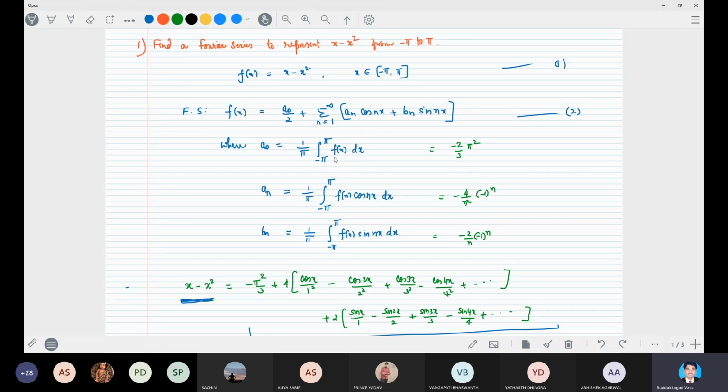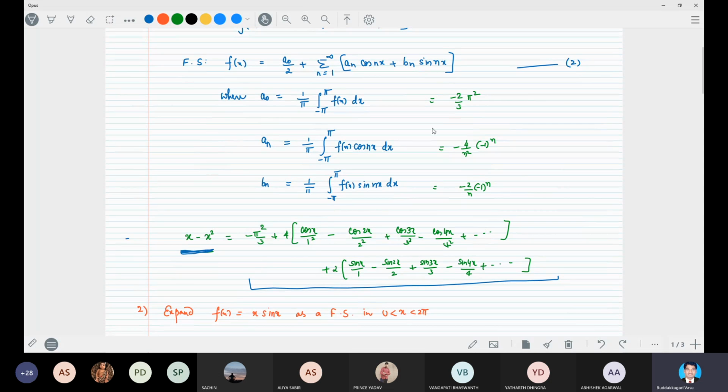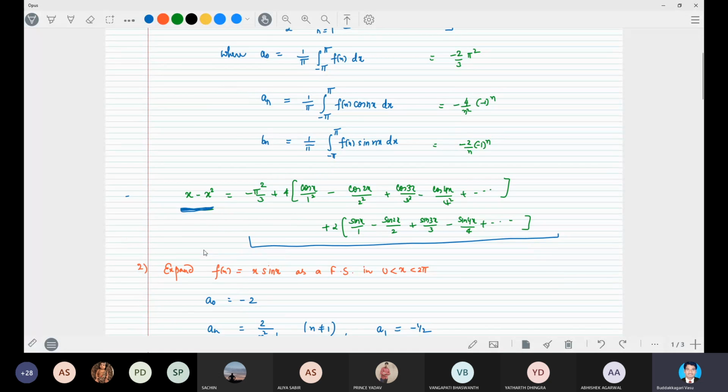Integrate f(x), which is x minus x square, from minus pi to pi dx. The result will give minus 2 by 3 pi square. Similarly, the an value is this much, bn is equal to this much, right? After finding a0, an, bn for all n, we can get the infinite series expansion from equation 2, which is called the Fourier series expansion or Fourier series representation of the given function f(x). Okay.